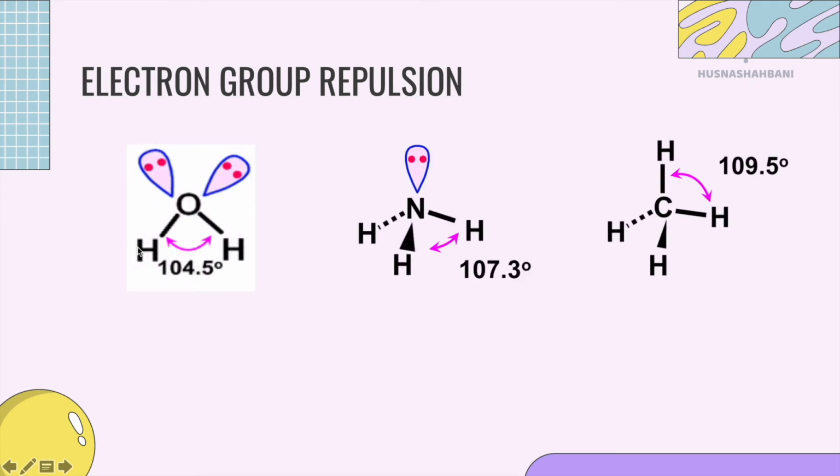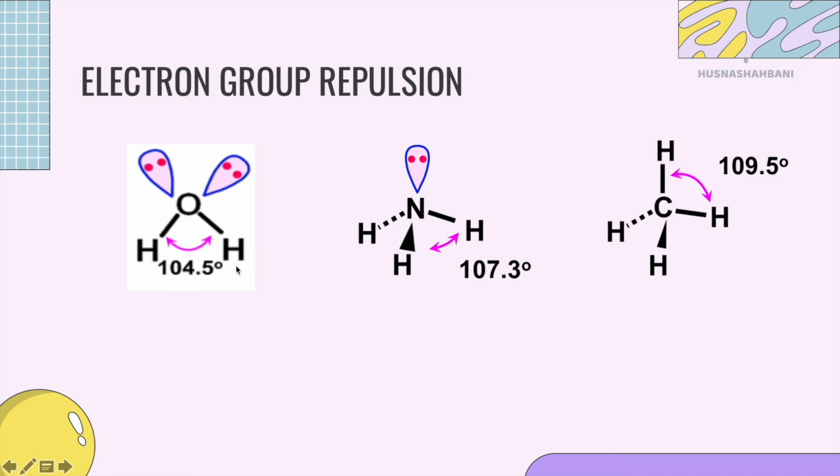Electron group repulsion. You look at this hydrogen bonding with oxygen, this hydrogen bonding with oxygen. This is the bonding electron. The electrons that are involved in bonding, we call bonding electrons. And the electrons that are not involved in bonding, we call lone pair electrons. All the electrons in bonding and lone pairs will repel because they all have the same charge.